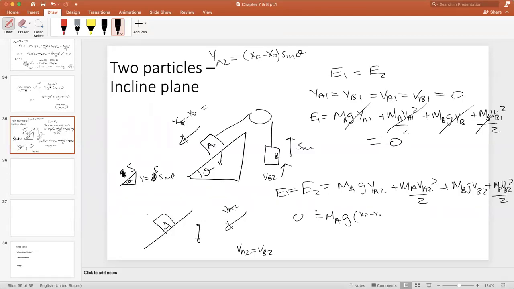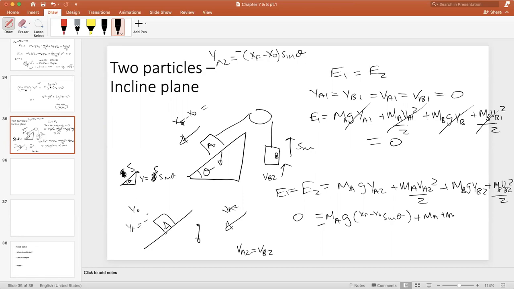E1 is equal to E2, so 0 is equal to sine theta, right? And that is going to be negative. Why is it going to be negative? Because it's starting at y initial, and y initial will be 0, and y final will actually be negative. So we really need a negative sign here. So make sure that this is negative. That's because when you move it over, it's actually going to be positive. But that's beside the point.